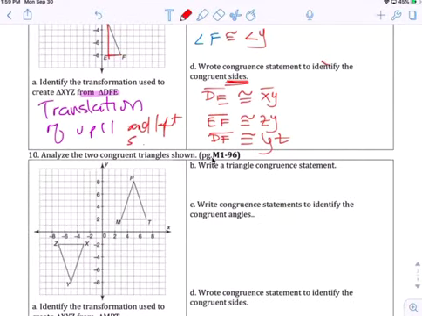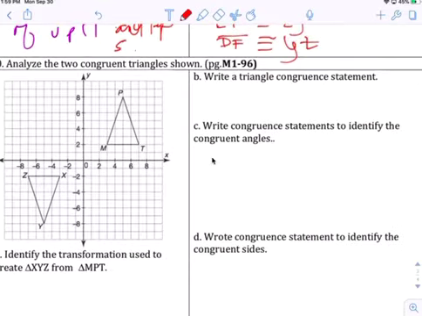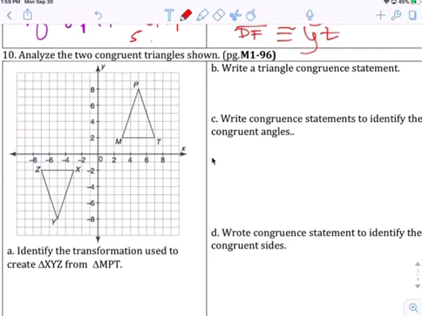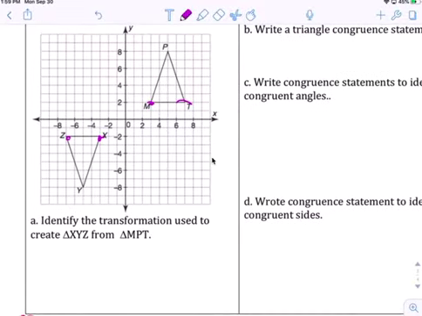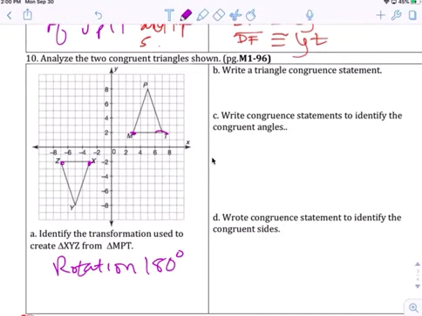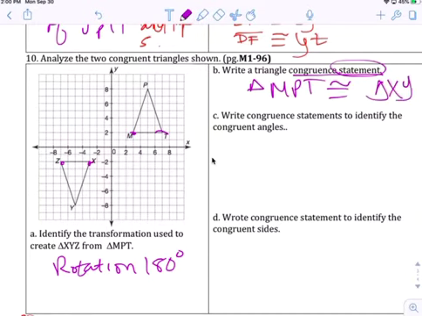Okay, number 10, same thing. Okay, what happened here? Oh, this is a rotation. M, X, T, Z. It's a rotation of 180 degrees. Okay. Congruency statement. Triangle MPT is congruent to triangle XYZ.